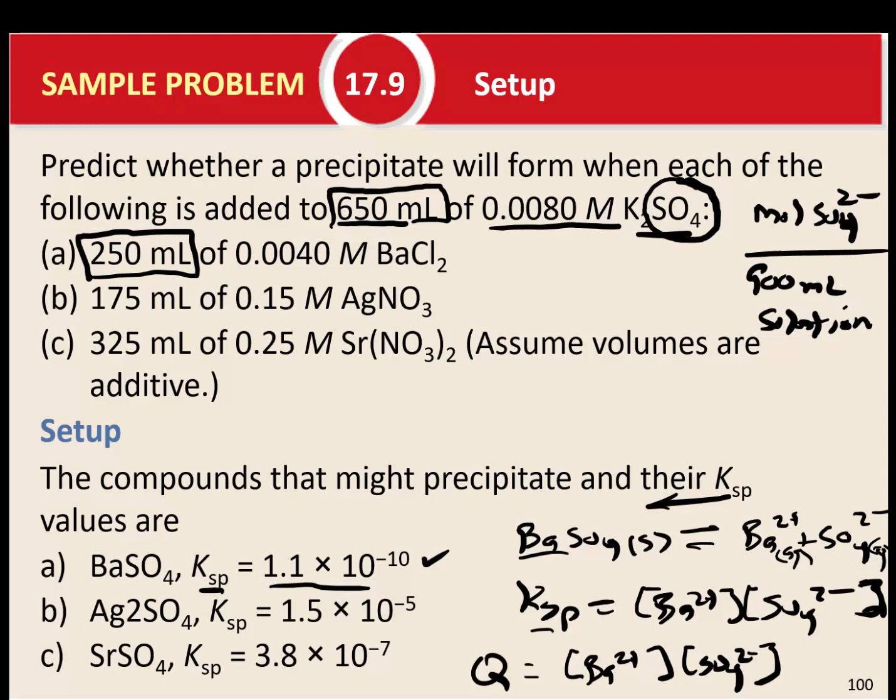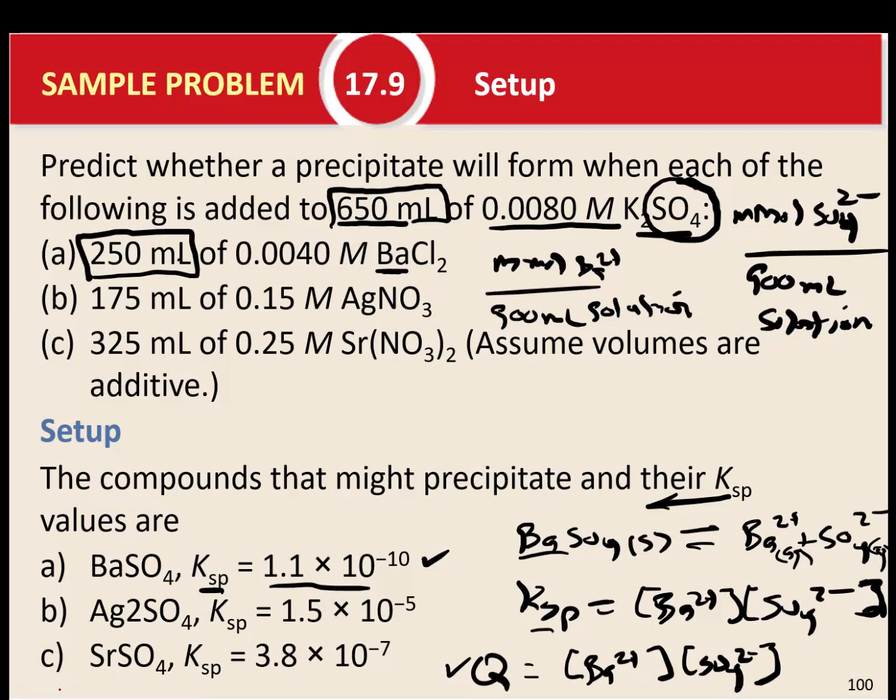Then to know the concentration of the barium ion, we're not interested in the chloride ion because it's a spectator ion. We're going to multiply 250 times 0.004. That gives us millimoles of barium ion. And then we're going to divide by the 900 milliliters total of solution, and we'll know the concentration of the barium ion. We'll plug those into our reaction quotient expression, and if Q is greater than K, then we know the reaction is going to precipitate.